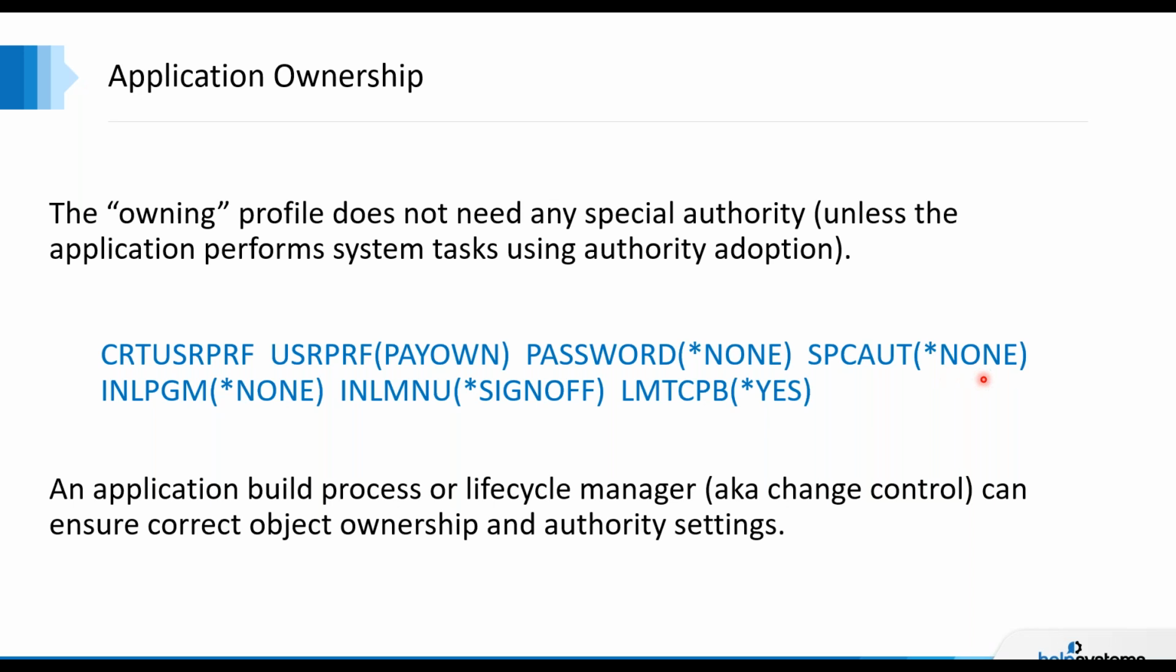We don't want any all object. We don't want any job control in this particular instance. So we're making sure that this profile carries none of that. Because we're not actually going to sign on with this profile at any time, the initial program is set to none, and the initial menu is set to sign off, and the limit capabilities is set to yes, meaning that nobody can override it on the sign-on screen, but the initial menu will cause the user to be bounced back off if they do actually assign a password to this.